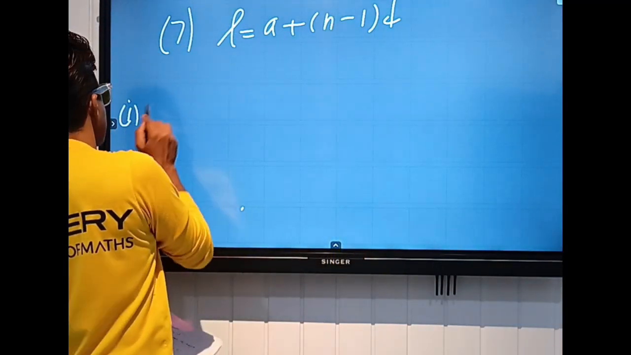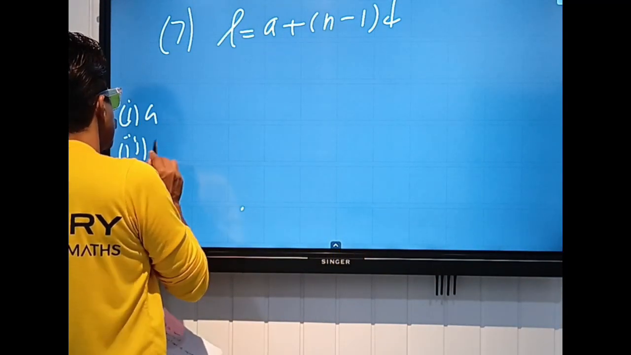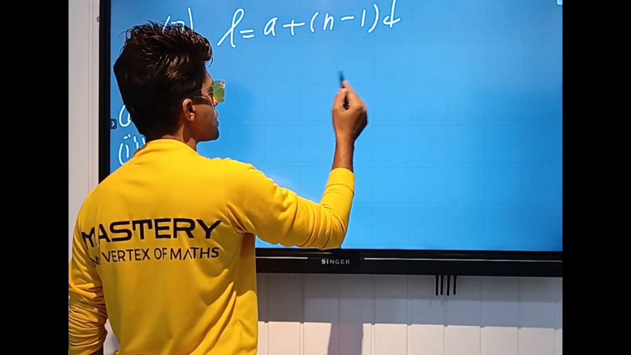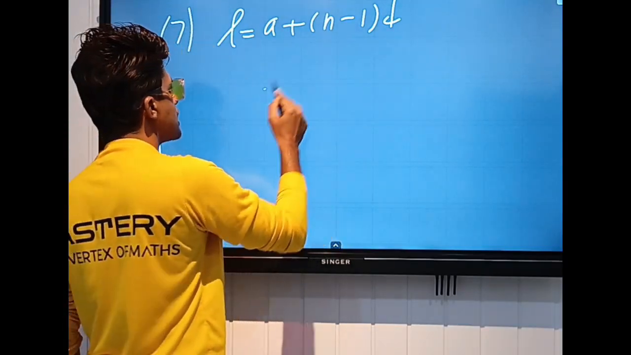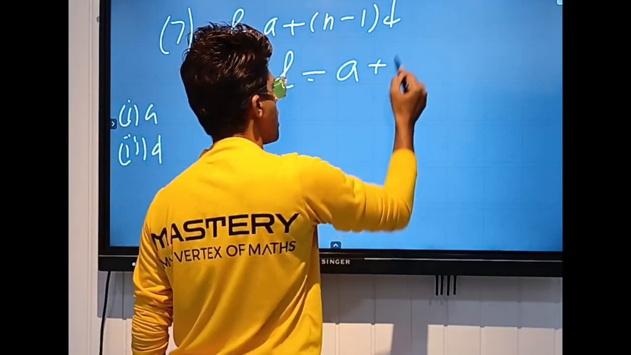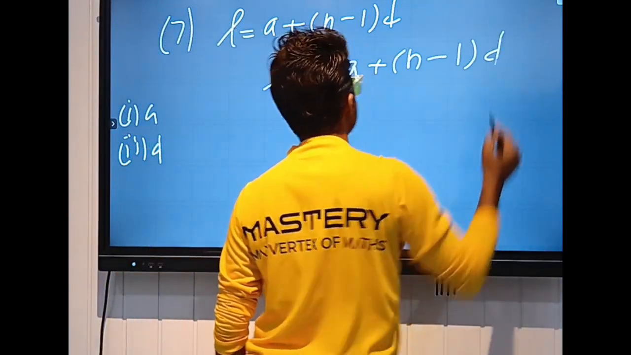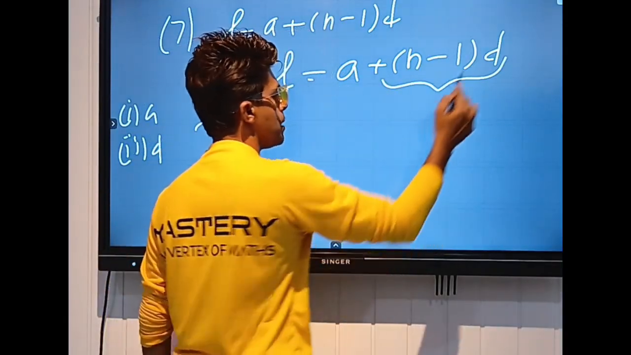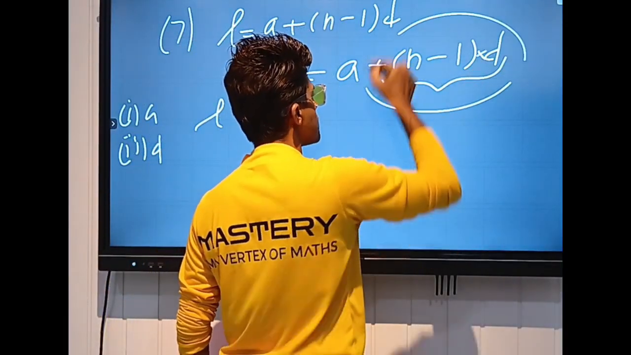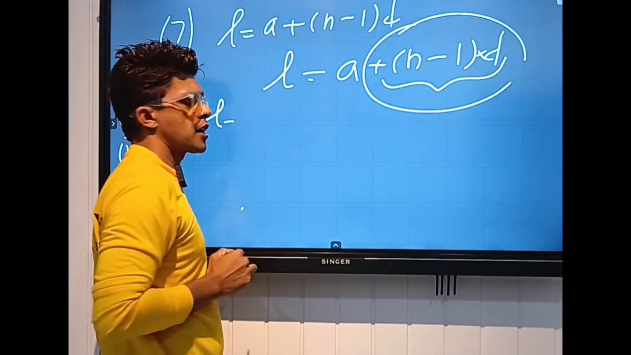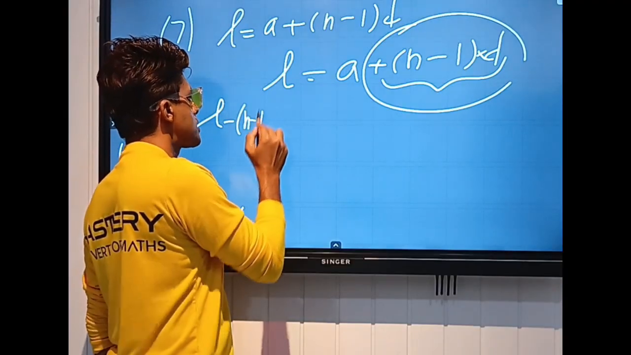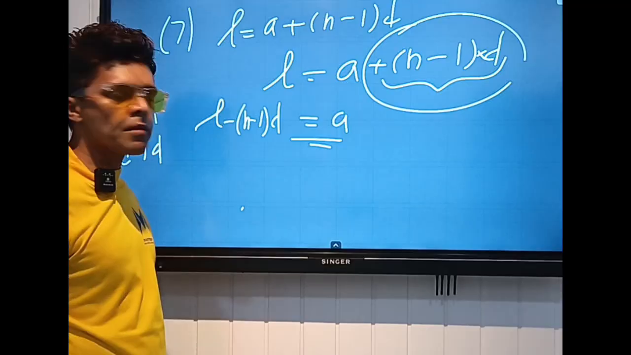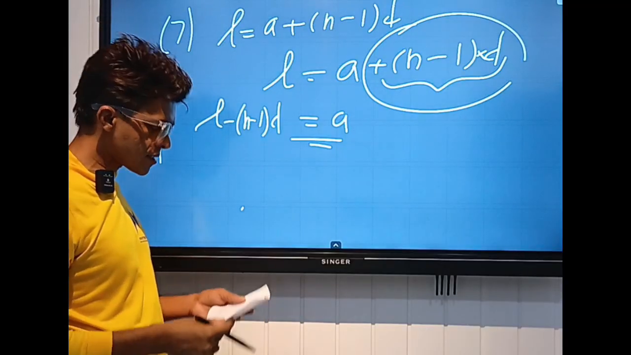There are two questions. Make A the subject of the formula. Make D the subject of this formula. Then we could write the term A as the subject easily. L equals A plus (n minus 1) times D. This whole segment is brought to the left side, then this becomes L minus (n minus 1) times D equals A. That is the answer for this part.